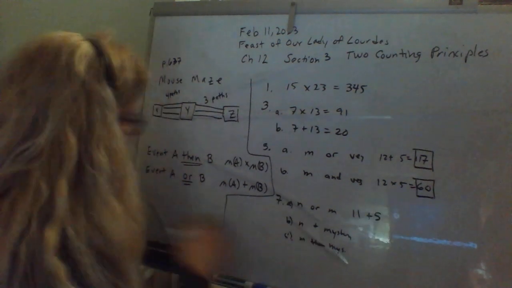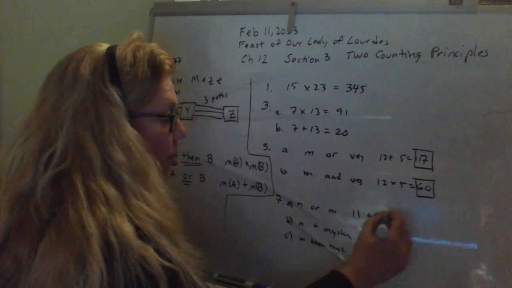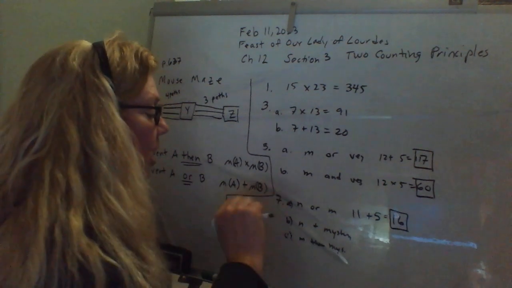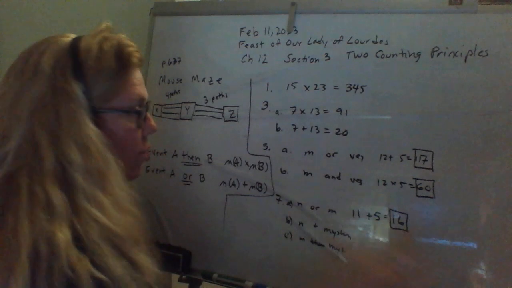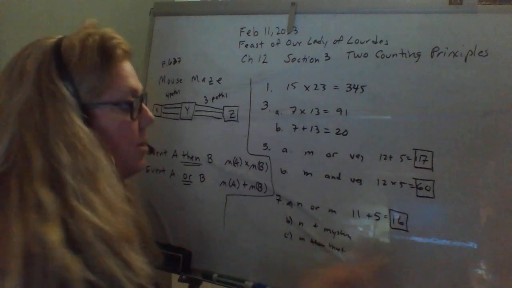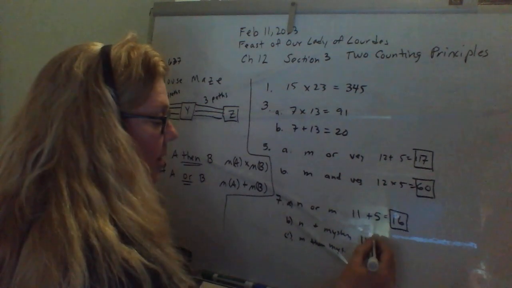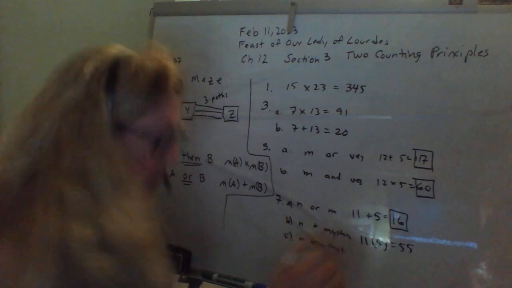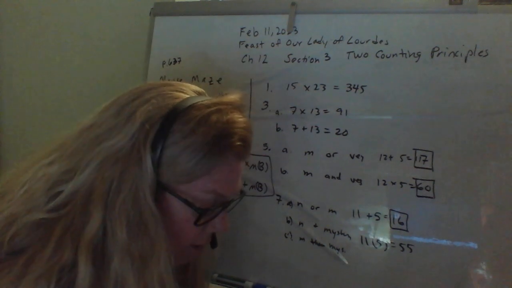So since it's "or" first, we're going to add those and get 16. Since it's a novel and a mystery, so pick a novel and then a mystery, that's going to be 11 times 5. So that's 55. Sorry, just checking my numbers here. Yep.